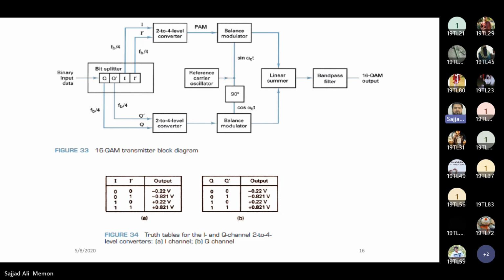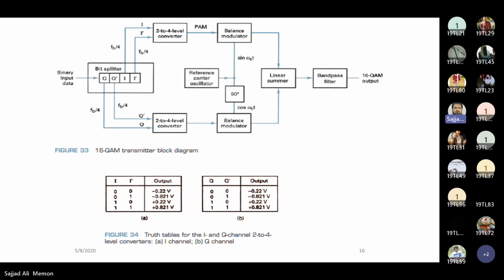Now we have two bits, I dash and Q dash. If both are 0, the output voltage will be 0.22, multiplied with the balanced modulator: sin omega ct in the case of the I channel and cos omega ct in the case of the Q channel. Then both will be summed here, and the output will pass through a band pass filter, and we will have one of the outputs of the 16 QAM.